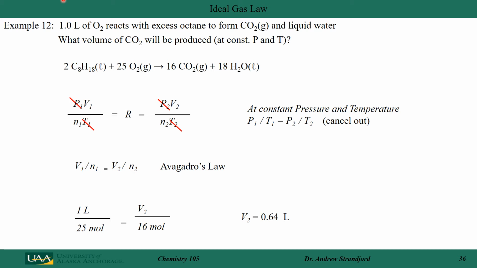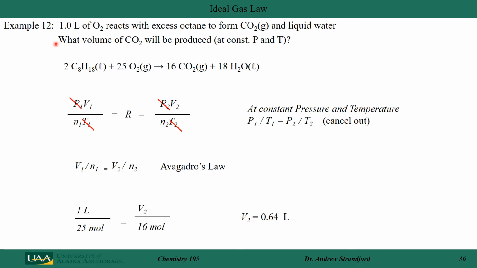Ideal gas law number 12. I have 1 liter of oxygen. It reacts with octane to form CO2 and liquid water. Well, that's just a combustion reaction, right? So I can write the balanced combustion reaction for that process. I have 2 moles of octane reacting with 25 moles of oxygen to give me 16 moles of CO2 and 18 moles of liquid water.